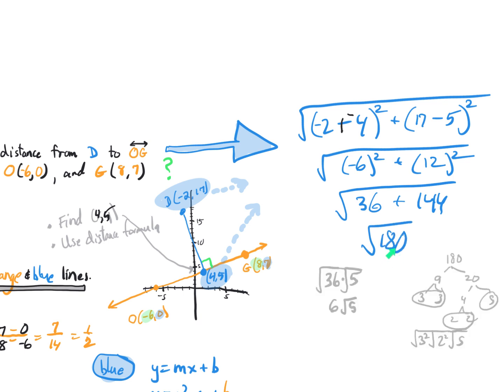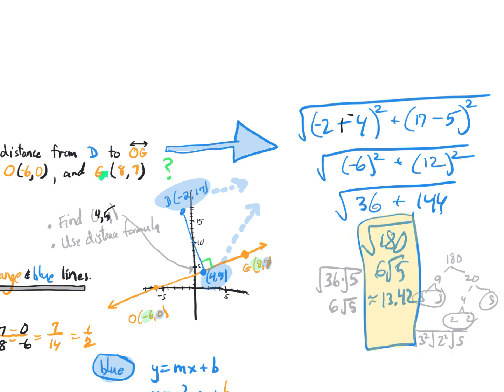So in simple radical form, 180 is 36 times 5. Square root of 180 is the square root of 36 times the square root of 5. 6 root 5. Or if you use the factor tree, 180 is 9 times 20. 9 is 3 times 3. 20 is 4 times 5. And 4 is 2 times 2. So 180 is 3 times 3 times 2 times 2 times 5. So the square root of 180 is the square root of 3 times 3 times the square root of 2 times 2 times the square root of 5. And the square root of 3 squared is just 3, and the square root of 2 squared is just 2. 3 times 2 is 6. 6 root 5, we get the same answer.